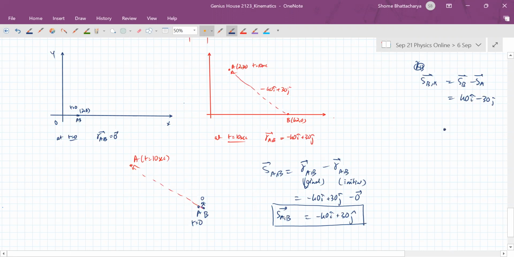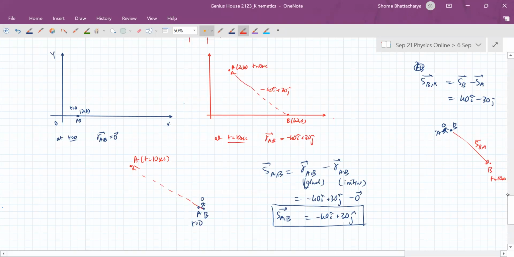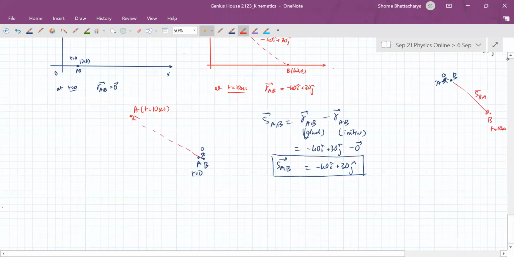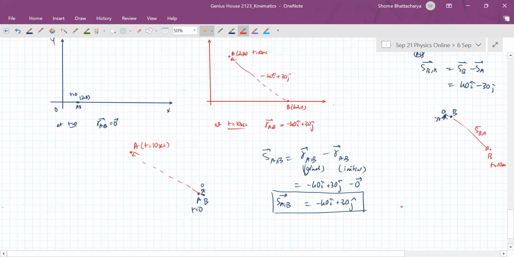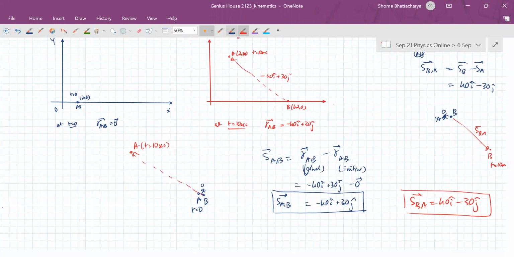So if your reference frame is fixed to A now, then what you will see is B was here initially, and now with respect to you, B has moved to this position. So this is where B is at 10 seconds. That's just equal and opposite to this vector. S of B with respect to A, on the other hand, will become 40 i cap minus 30 j cap. Yes, Dhruv, I'll scroll up after this.